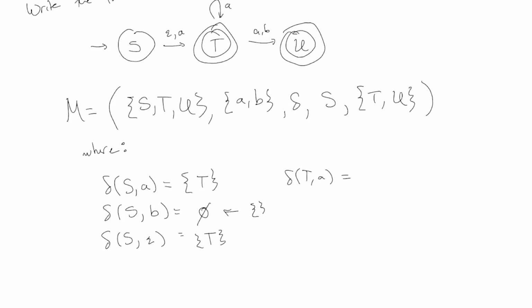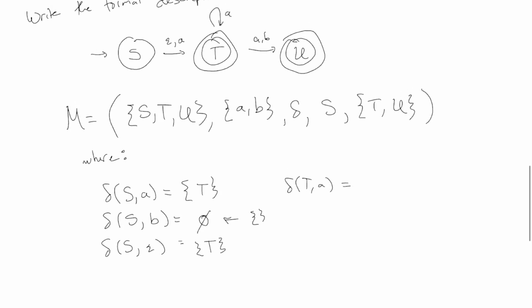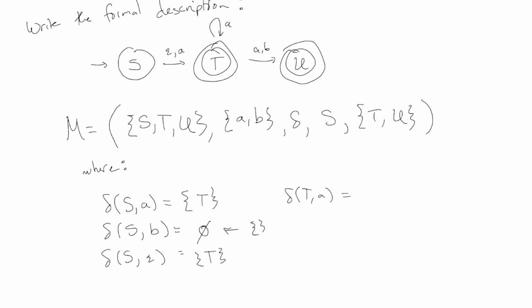Maybe I should scroll a little. Does that change your mind? Yeah, it should be T and U. T has two outgoing A arrows, so it is the set T and U, right? Delta of T and B, there's only one B arrow and it goes to U, so this is the set of U. And delta of T and epsilon, there are no epsilon arrows, so this is the empty set.